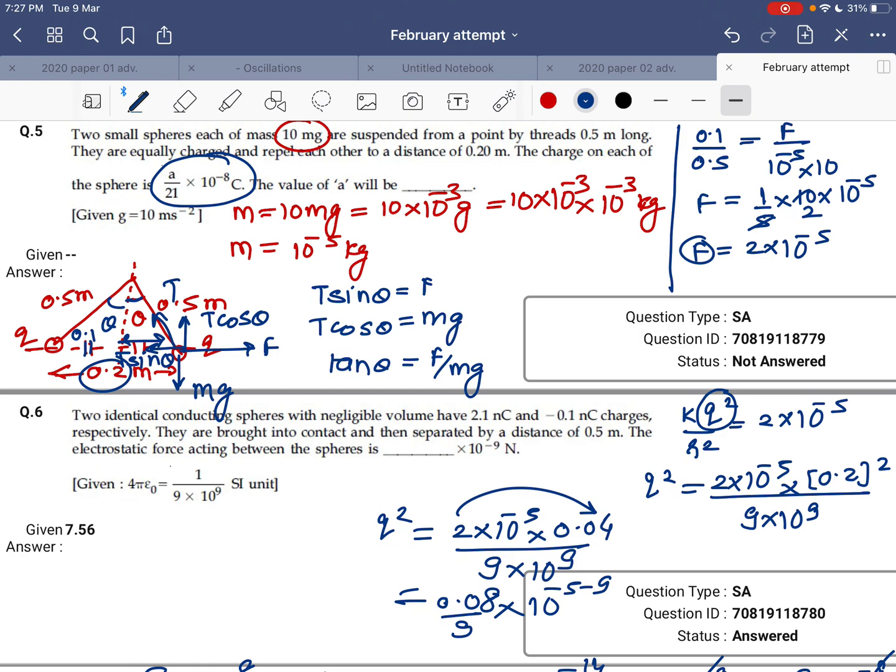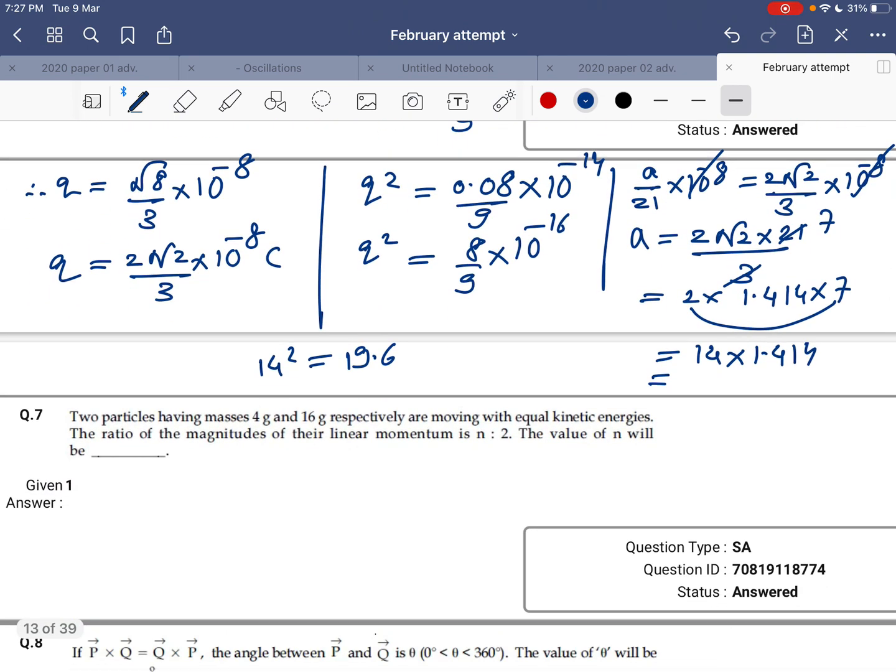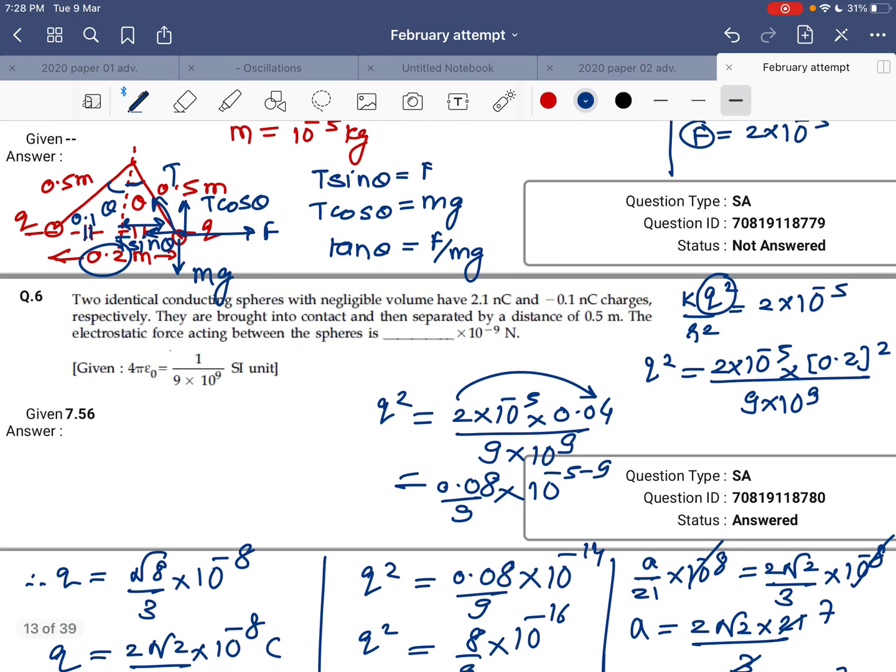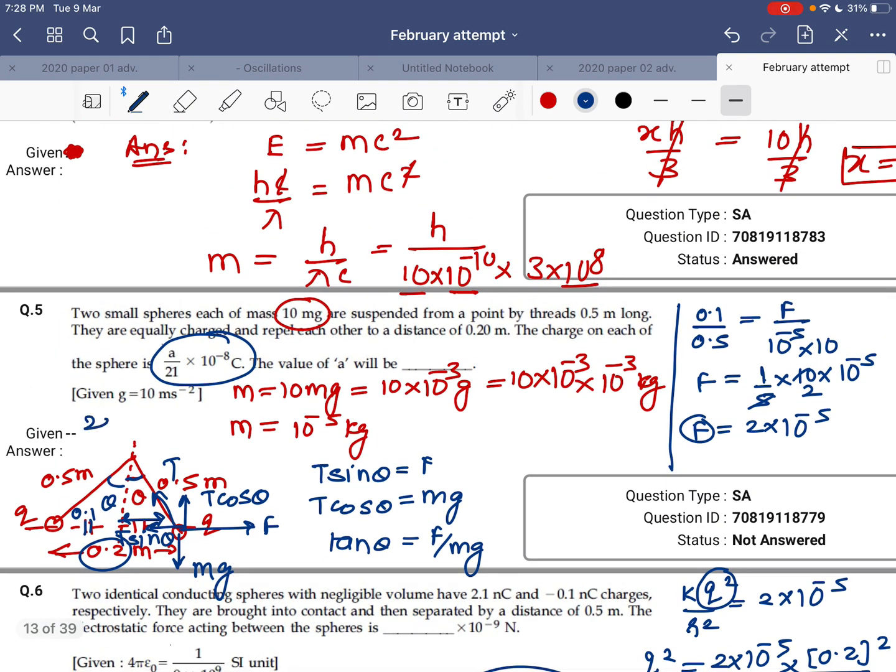And the correct answer to this question will come out to be 14 into 1.414, which is 19.6 and the decimal point comes after two digits, so 19.6 can be rounded off to 20. So the correct answer to this particular question is 20. Thank you.